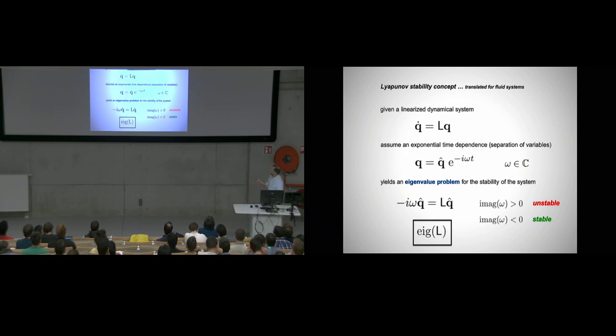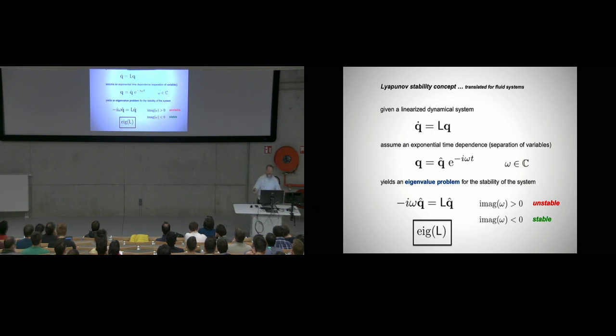Okay, and then the whole thing turns into an eigenvalue problem for the stability of the system. Here's the eigenvalue problem. The d/dt turns into an i omega. That's an eigenvalue problem. And then you just look at the imaginary part of omega here. That makes it either exponentially grow or exponentially decay. So the eigenvalues of L are what tells you the stability.